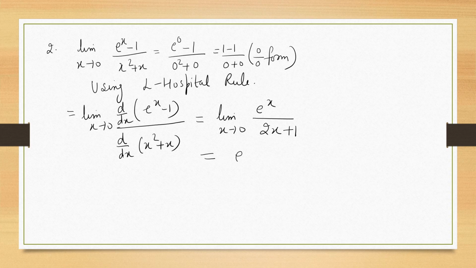I can put it. So it becomes e raised to power 0 upon 2 into 0 plus 1. Anything raised to power 0 is 1, upon 2 into 0 is 0, and this is 1 upon 1, and the answer is 1. One more example. Example number 3.